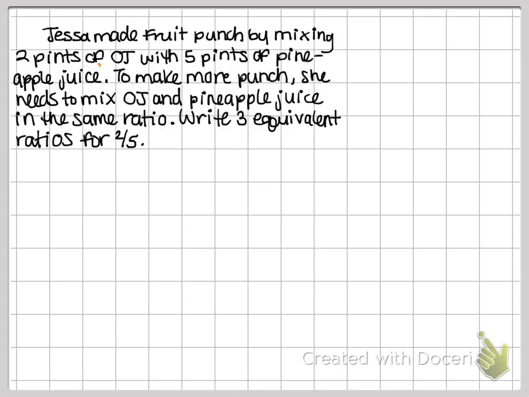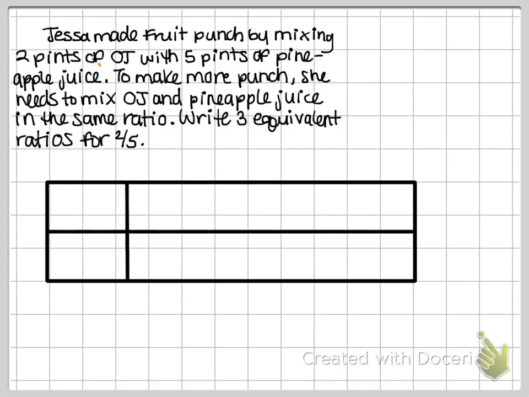So for this one, we're going to make a table to show equivalent ratios. So first, start off by setting up your table. And let's put orange juice, so OJ, and the unit is pints. And we've got pineapple, so I'm going to do PA for pineapple. And that is also in pints.